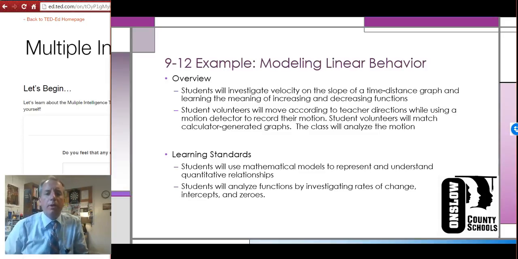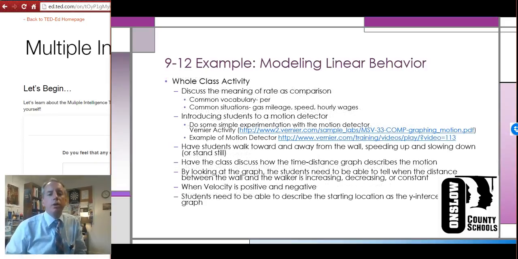So we're looking at mathematical modeling, and we are looking at rates of change, slope intercepts, and where our zeros are. In terms of our whole class activity, we want to make sure that we've activated the prior knowledge that a rate is a comparison, right? Miles per gallon. The common vocabulary of per often comes up. We're usually looking at gas mileage, speed, how much somebody is making, what you get paid for doing certain tasks, those kinds of things.